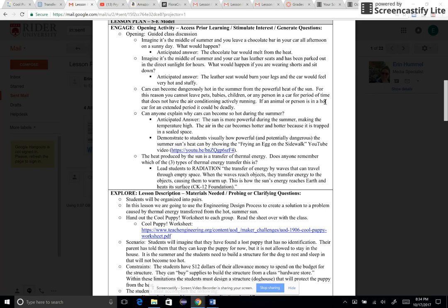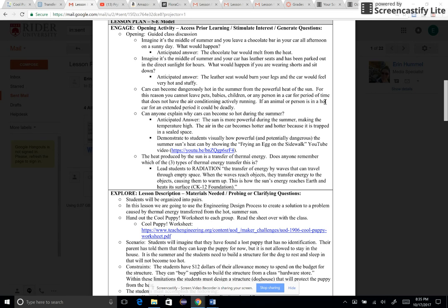And based on the students going into their prior knowledge and their prior experiences, we then express how it's very dangerous during the summer. You can't leave pets in a car. You can't leave children in a car during the summer because it becomes extraordinarily hot, and it actually is dangerous for any living person or animal to be left in a car that doesn't have its air conditioning actively running. Someone could become dehydrated and it could actually be deadly.